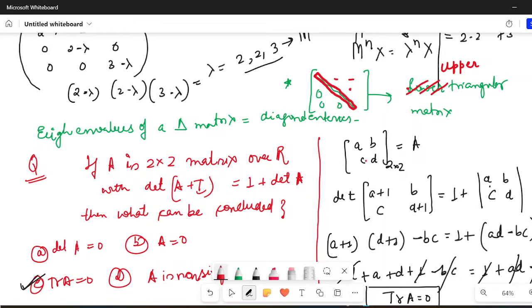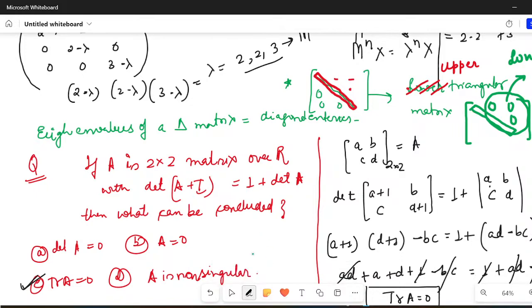And if the same scenario appears this way, if this is a matrix and these are your diagonal elements, and if these are zeros, then this is called a lower triangular matrix. But overall, whether it's upper triangular or lower triangular, the eigenvalues for the triangular matrices are nothing but the diagonal entries.